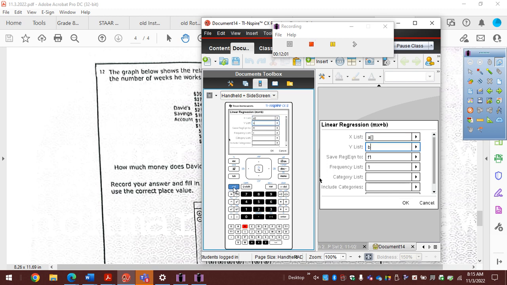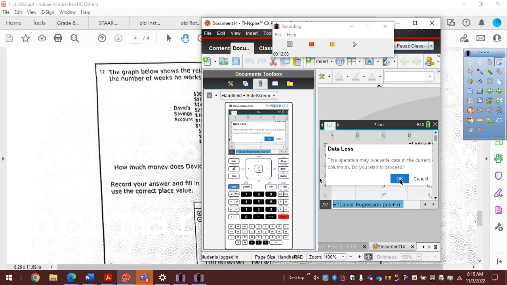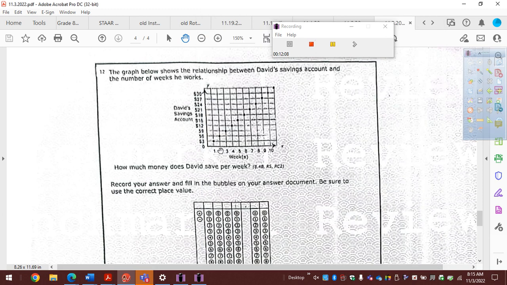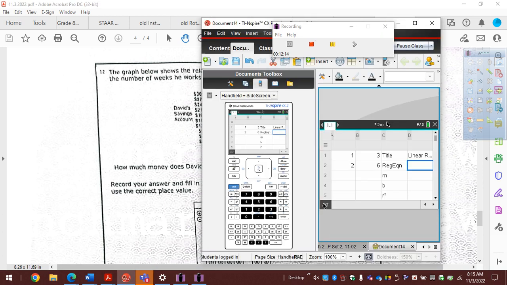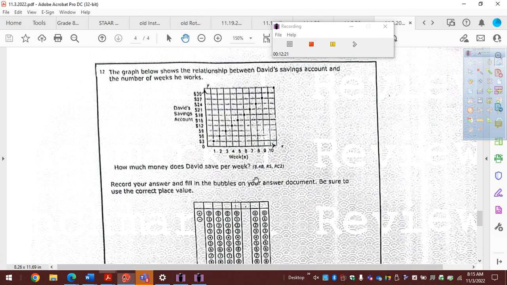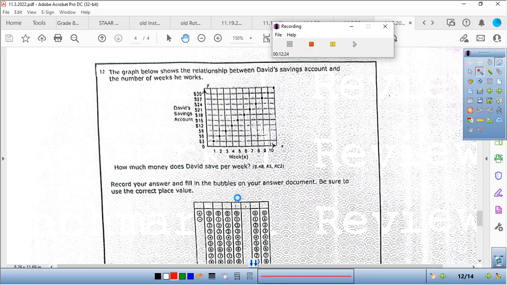And go here. Oh, what did I do? 1, 3, 2, 6. Let me just make sure they're the right numbers. I must have pressed something wrong. 1, 3, 2, 6. Control escape. Oh, I did something. So slope is 3. Slope is 3 on this one.